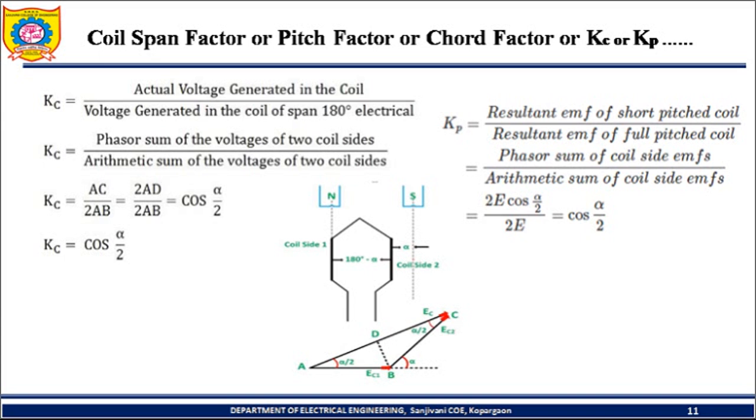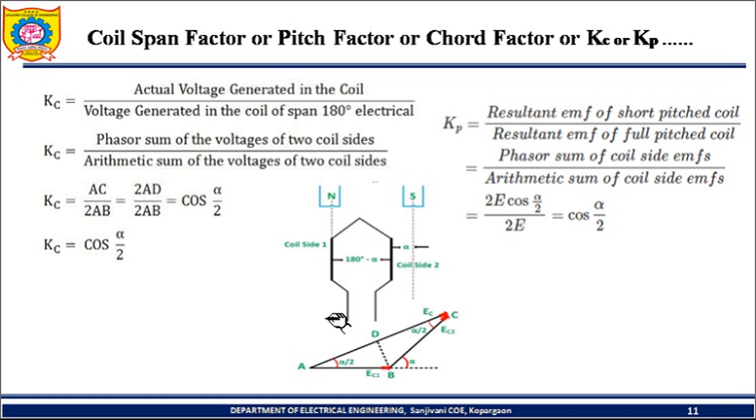The same is also called Kp, which is nothing but the resultant EMF of a short pitch coil to the resultant EMF of a full pitch coil. So we can create a formula. This is the figure where coil side 1 is shown under the influence of the N pole, coil side 2 is under the influence of the S pole, and the fractional pitch is there, 180 minus alpha. So it is the fractional pitch, so it will not get directly added.